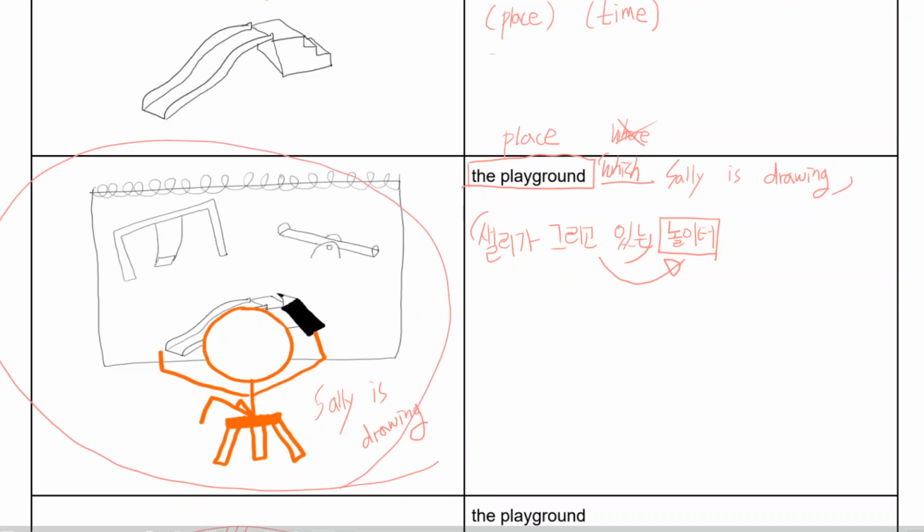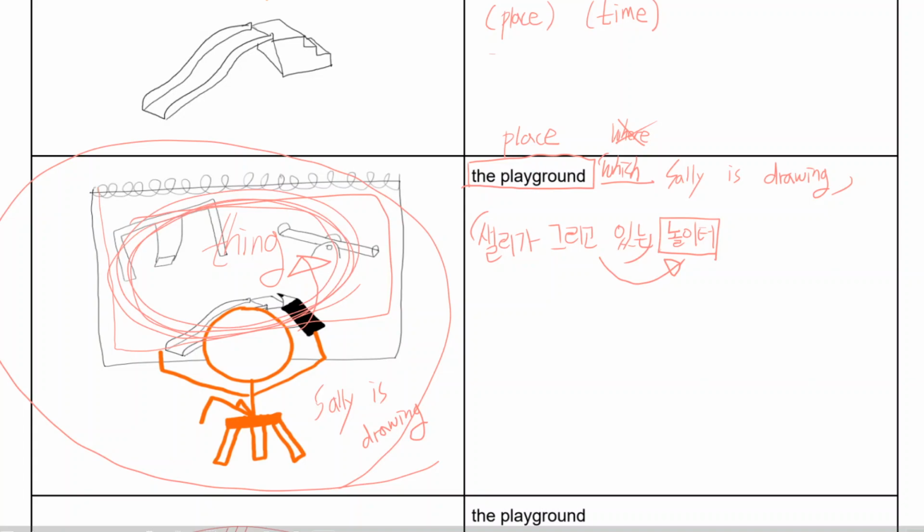At this time, the playground is just a thing, right? That Sally is doing something to the thing, right? So Sally is doing something to the thing directly. Sally is doing something with this playground. She's actually drawing the playground, right? So at this time, in this type of situation, you say which, okay?